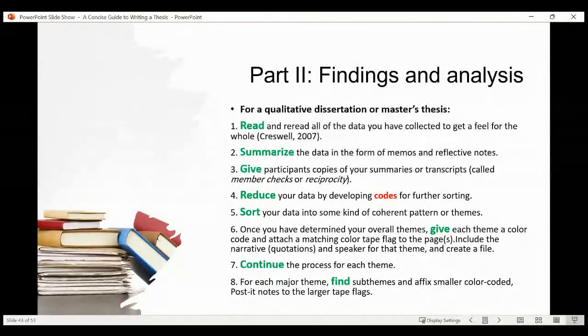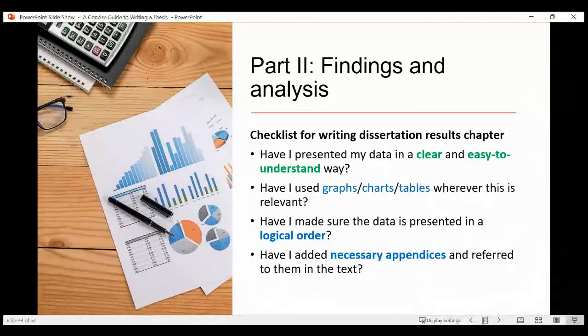Checklists. If you finish writing your findings chapter, you have 4 questions. You can use these questions as a checklist for you. Have I presented my data in a clear and easy to understand way? Have I used graphs, charts, tables, whatever is relevant? Have I made sure that the data is presented in a logical order? Have I added necessary appendices and referred to them in the text? These are 4 questions that you can use to check your findings section or chapter.